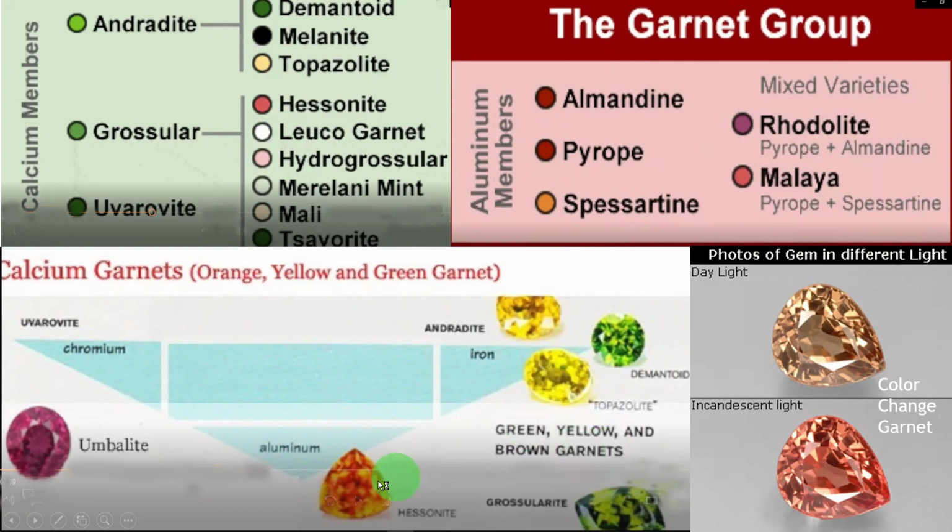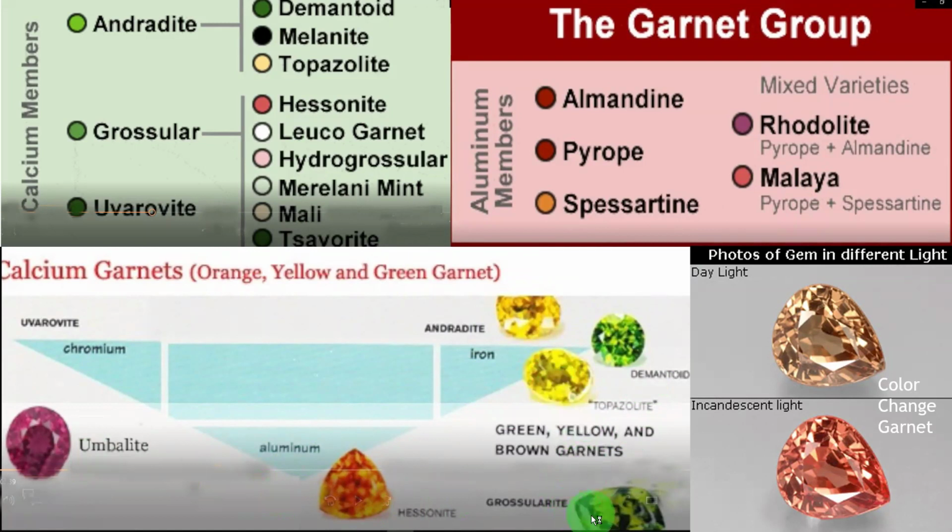Now look at this picture also. Uvarovite. It is chromium rich. Hessonite. Another name for hessonite is gomed. Aluminium. It is a local name. Aluminium. Iron. Andradite. Topazolite. Demantoid. In these three, andradite and topazolite are with iron.